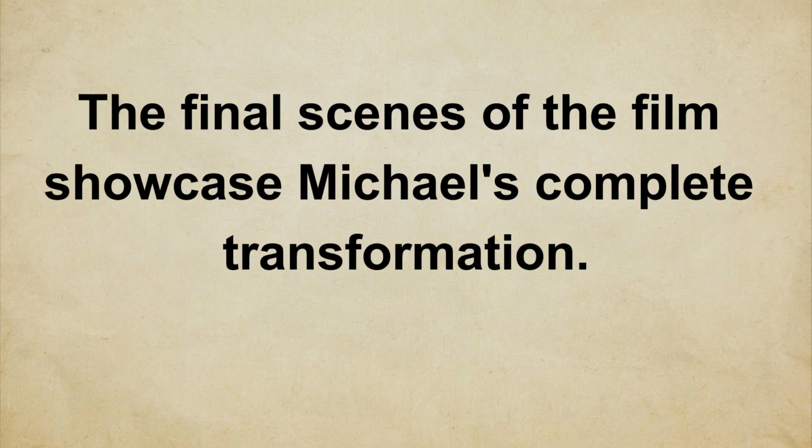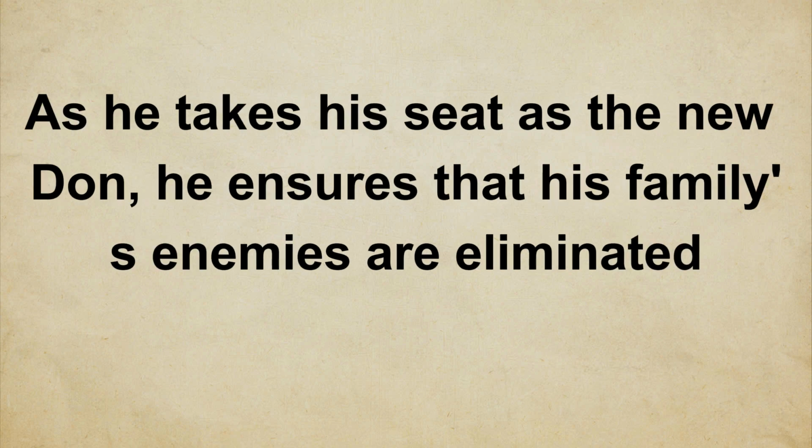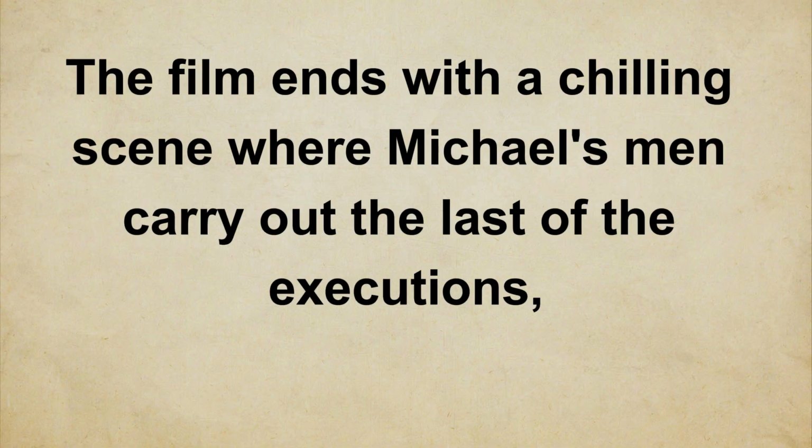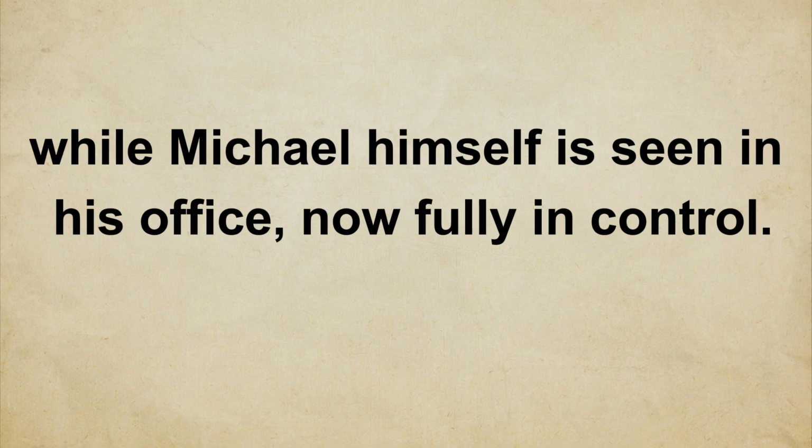The final scenes of the film showcase Michael's complete transformation. As he takes his seat as the new Don, he ensures that his family's enemies are eliminated and their position is secure. The film ends with a chilling scene where Michael's men carry out the last of the executions, while Michael himself is seen in his office, now fully in control.